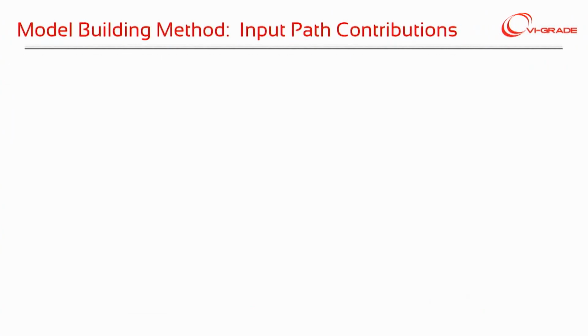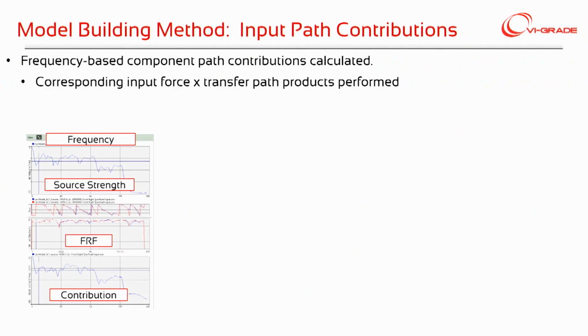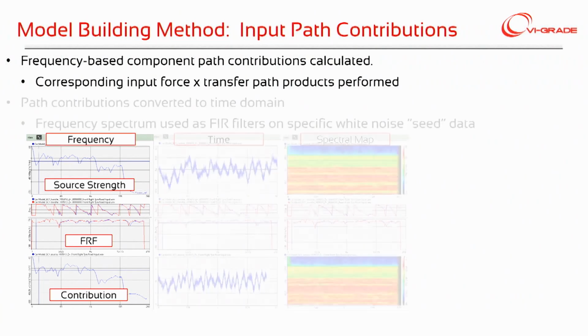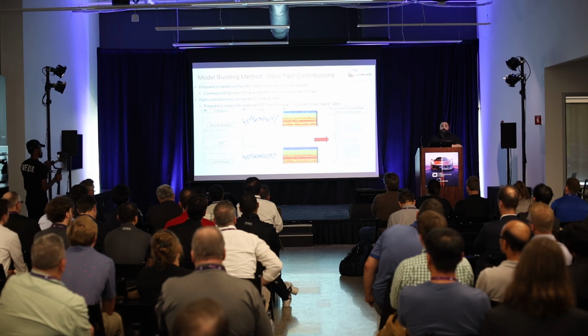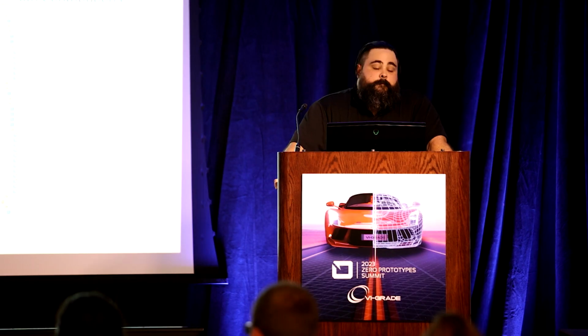So model building, from the CAE side, for the sake of everybody's consciousness, I'll graze over this quickly. We were able to take the frequency-based source strength and transfer functions, combine them into a contribution in the frequency domain, and then convert that out to a time domain that we could then use as inputs into the MVH simulator.